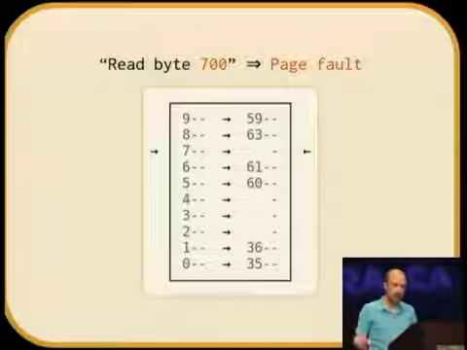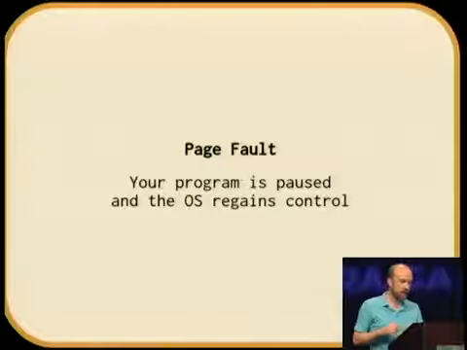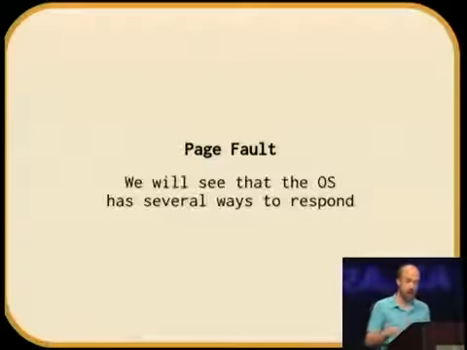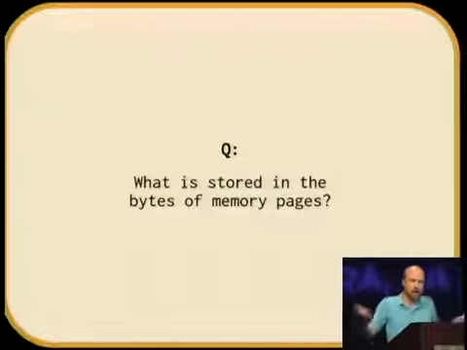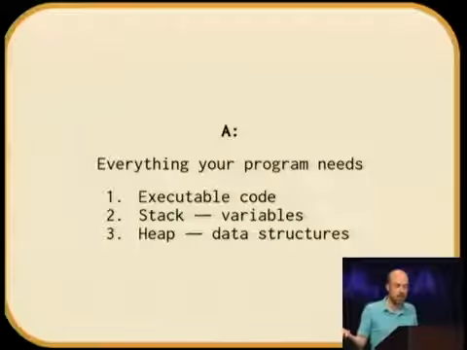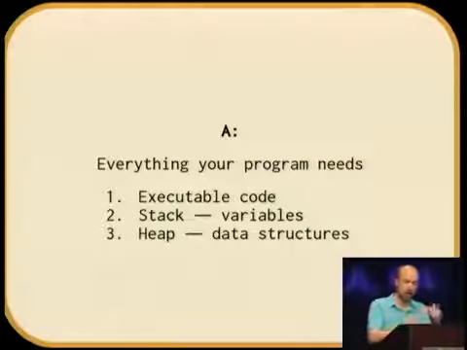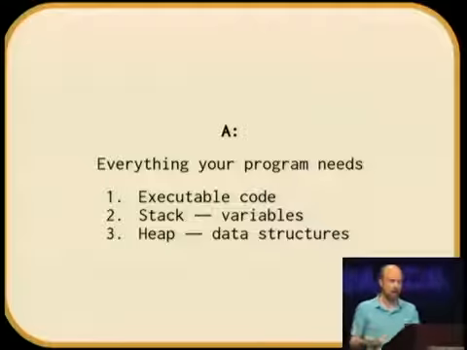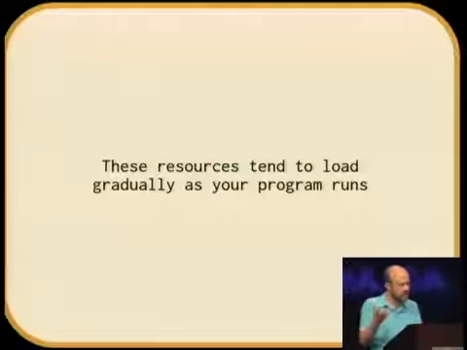And for pages that don't have an allocation at all, an event is generated called a page fault, which pauses your program, returns control to the operating system, and as we will see, the OS then has several options about how to respond. So what kinds of things get stored in the bytes of these memory pages? Well, everything your program needs. The executable code itself, the stack of function calls that are currently underway, the heap with all of your data structures, lists, and dictionaries. These resources tend to load gradually as your program runs.